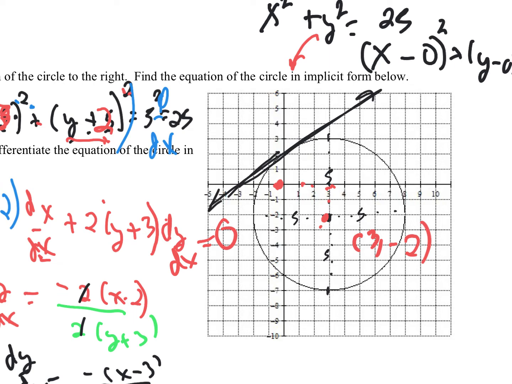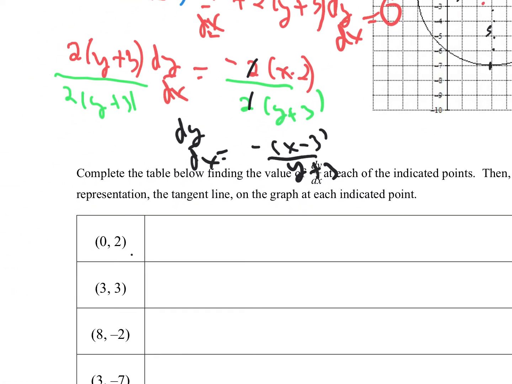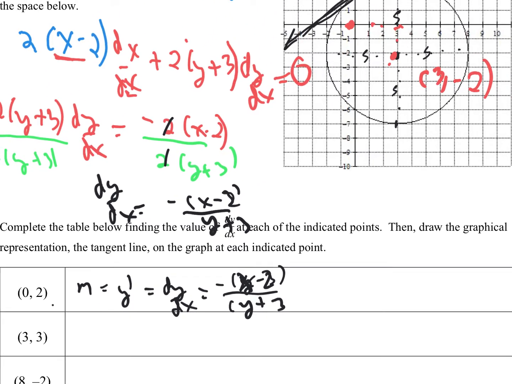We've done this problem before, estimating different derivatives of a curve just by estimating, but I don't have to estimate anymore. Because if I know that my slope, y prime, which is dy/dx, is equal to the negative of x minus 3 over y plus, oh, my numbers are wrong. That's a 2. That's a 2. That's a 3. Okay. I'm sure some of you were thinking that the whole time.